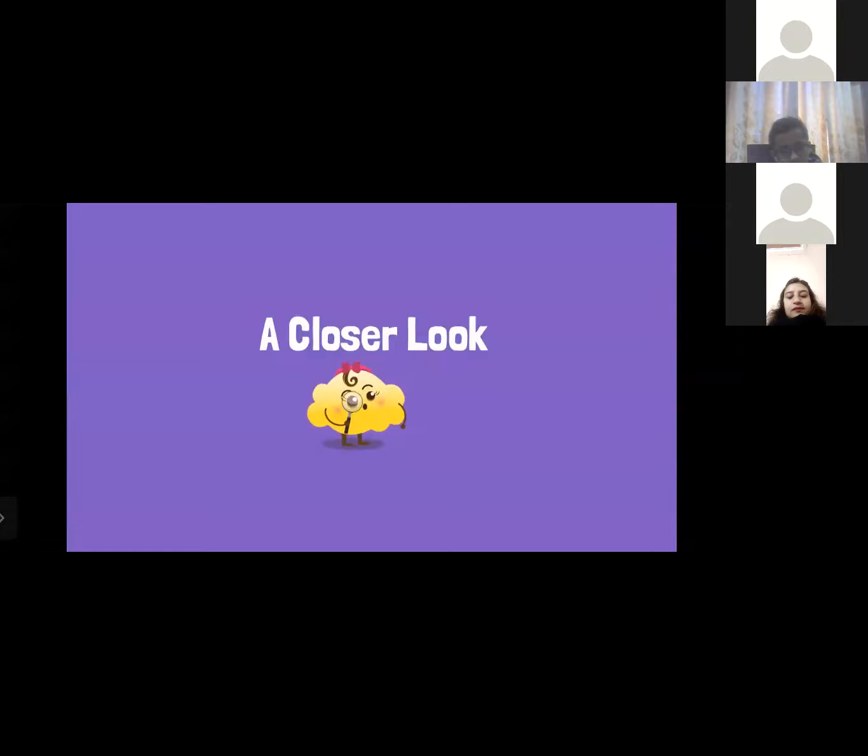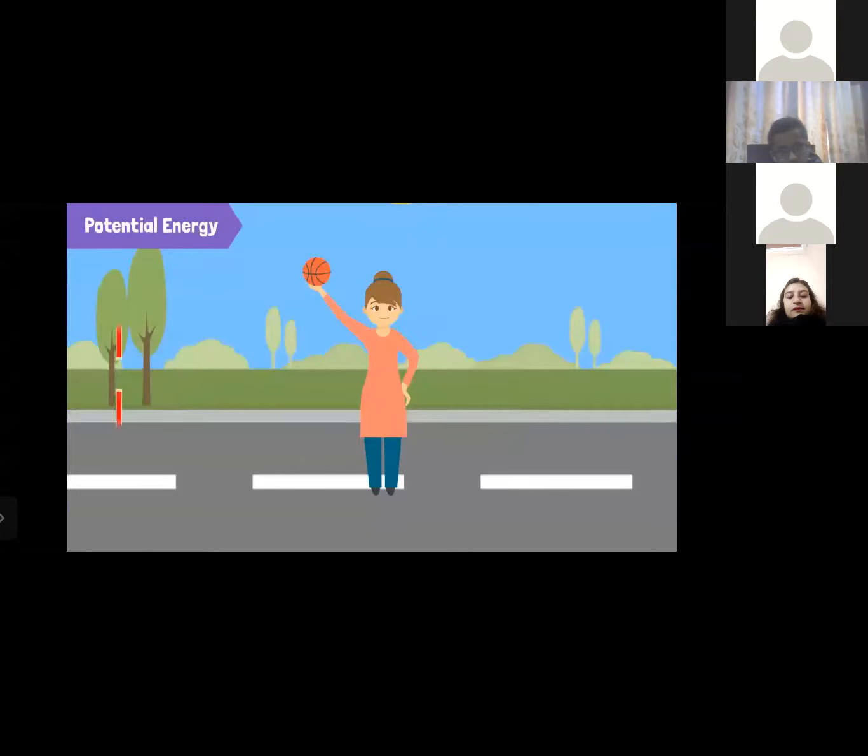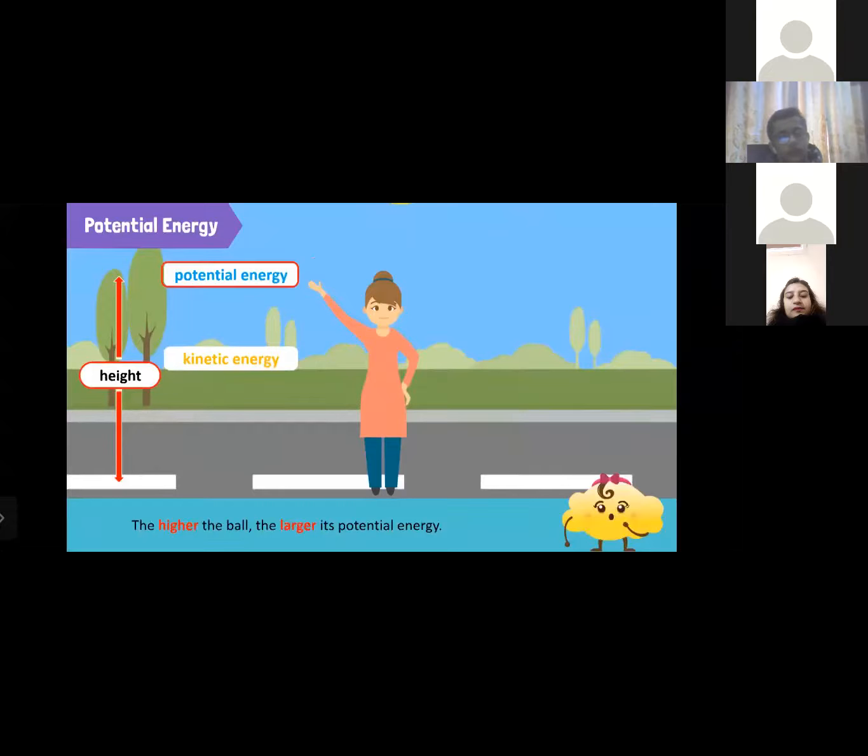Okay, so now one more closer look, she is holding it at some height. Look, so she has let it fall. This means at that point it had potential energy, and the moment it started to move, it had kinetic energy. So the higher the object, the larger will be the potential energy, because potential energy is directly proportional to the height of the object. We all know.